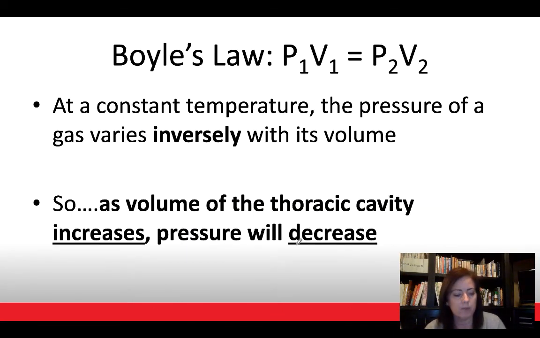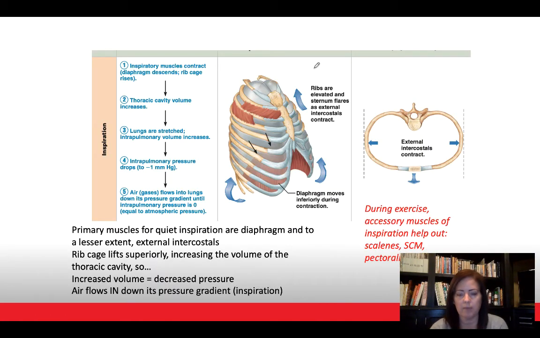Okay? So how do pressure and volume relate here? So basically, what we see is this inverse relationship between pressure and volume. Meaning that as volume of the thoracic cavity increases, pressure is going to do exactly the opposite. Pressure is going to decrease. Okay? And so we're able to change volume and pressure when we breathe in and out. And this is how we're able to move air. So how does this happen? Basically, this is during inspiration. Okay? We're breathing air in.